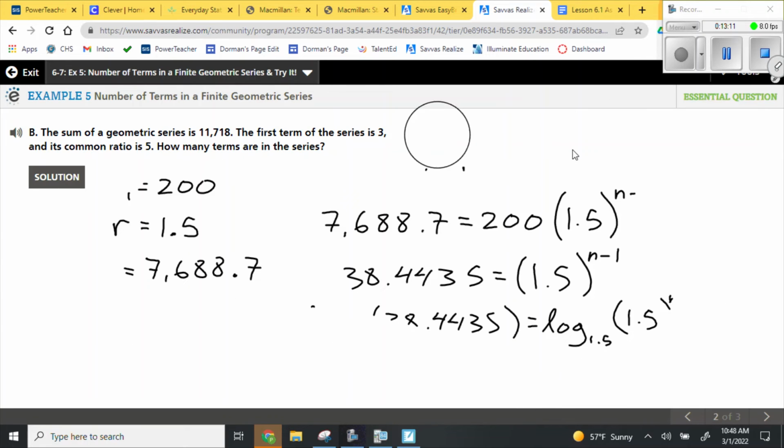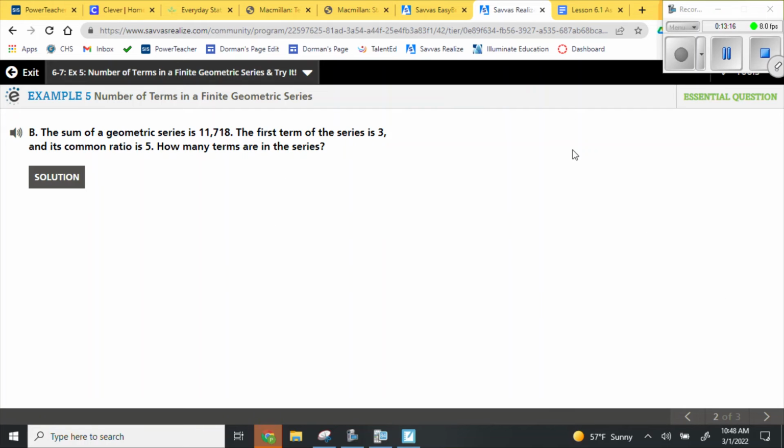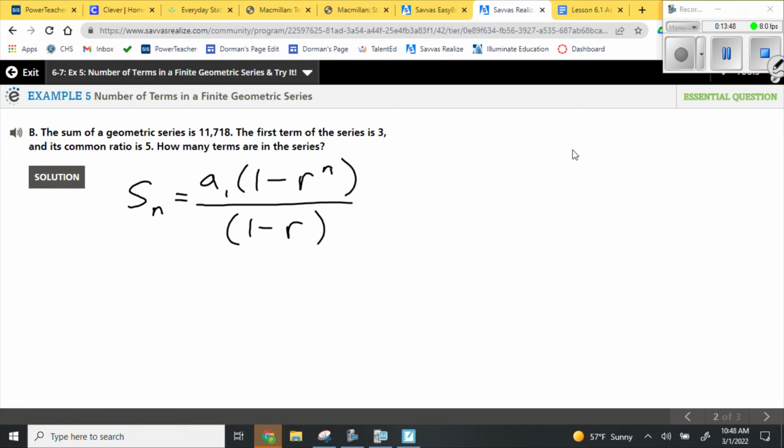Get rid of that. All right. Ooh. The sum of the geometric series is 11,718. The first term of the series is 3, and its common ratio is 5. How many terms are in the series? So what they're asking us to do is use a different formula, right? They want us to use the formula that says that the sum of a geometric series is equal to a sub 1 times 1 minus r to the n power, divided by 1 minus r. Okay, we're going to use that.